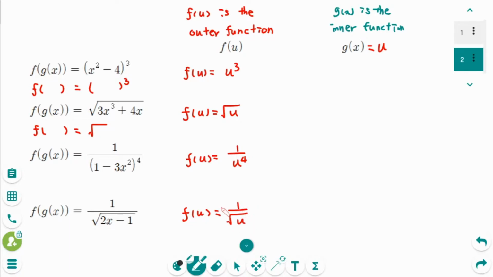Of course, you can create more complex composite functions, but it's a good idea to think of the simplest shape. So u equals x squared minus 4. Then in the next function u equals 3x cubed plus 4x. And then u equals 1 minus 3x squared. The last one, u equals 2x minus 1.